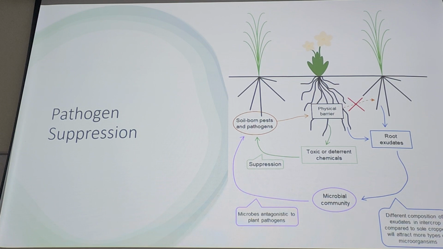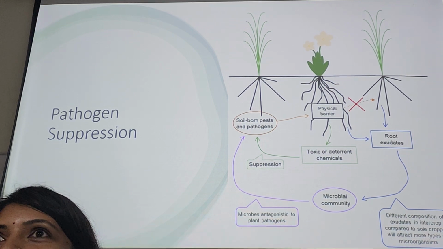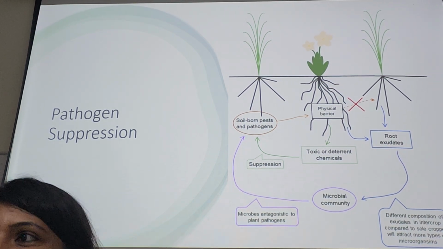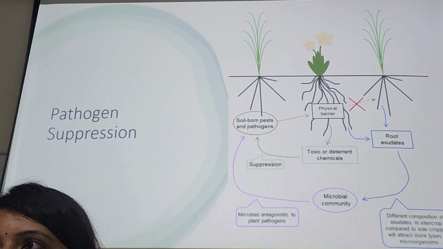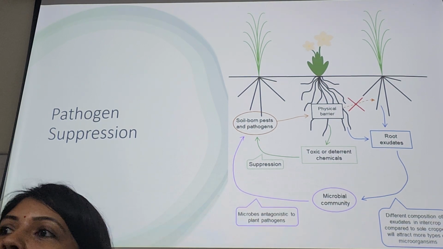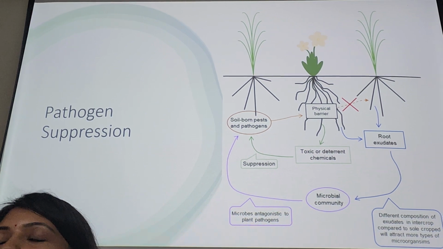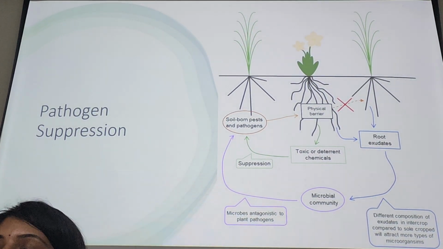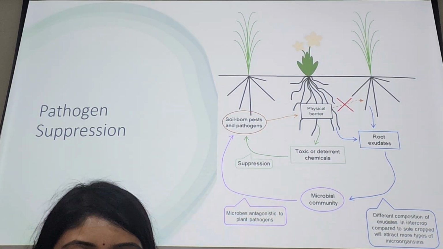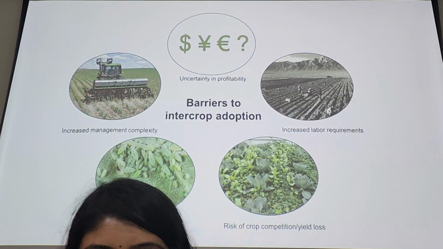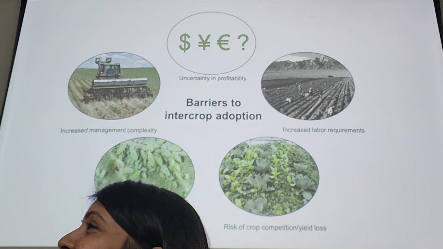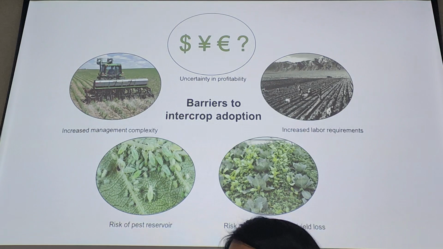Apart from that, when we intercrop, we increase all the organisms in the soil. So when there are more beneficial microorganisms in the soil, it can help to reduce pathogen occurrence or soil-borne disease in the soil. Okay, those were the benefits.